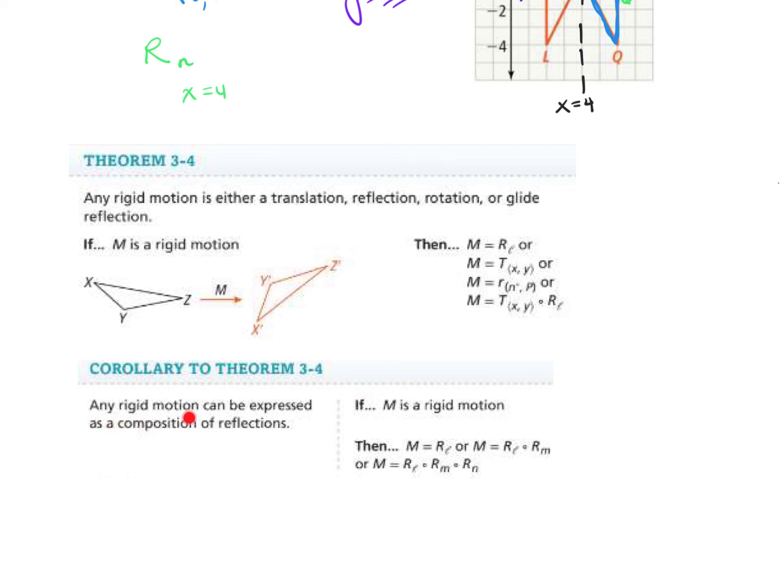Adding on to that, any rigid motion can be expressed as a composition of reflections. So if your transformation is a rigid motion, it could be any of these rigid motions, then the transformation could be equal to a reflection across line L, or a reflection across line M followed by a reflection across line L, or it could involve these three reflections. Basically, what we're saying is that rigid motions can be expressed as compositions of reflections as long as your transformation is a rigid motion.